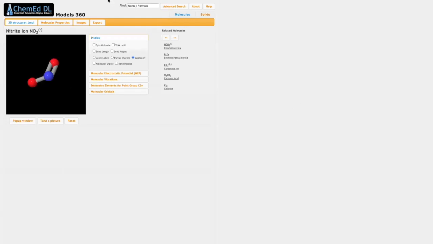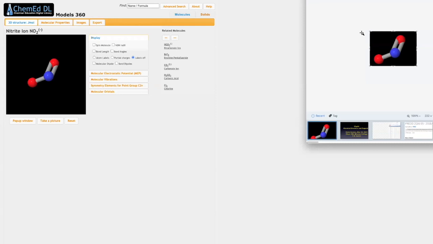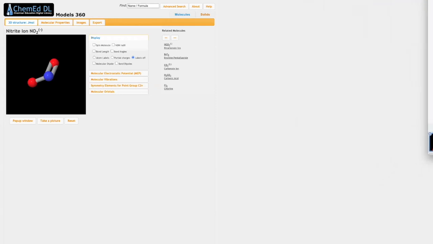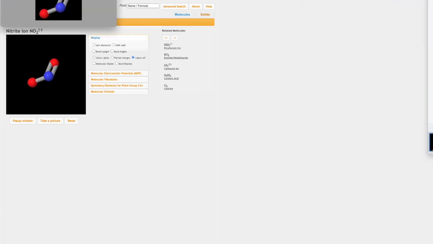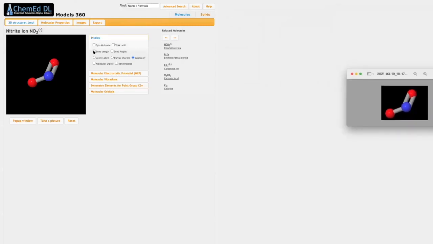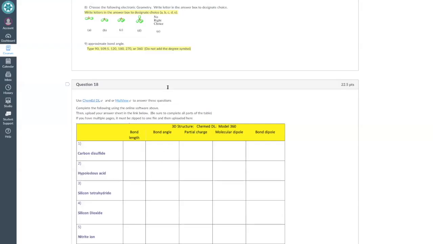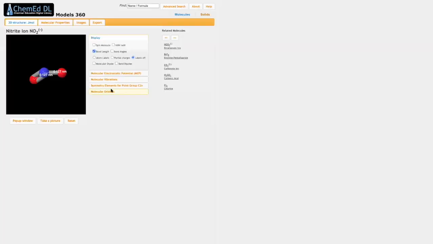And then look at the questions here. The question is the bond length. So if you go over here, yeah, here's the screenshot right there. Okay, so you can paste that in the question right there. So the bond length would be right here. You click on that, and it'll tell you what the bond lengths are. The other question here is the bond angle and the partial charge. Let's take a look at that. The bond angle, it's right there. It's 115.7.